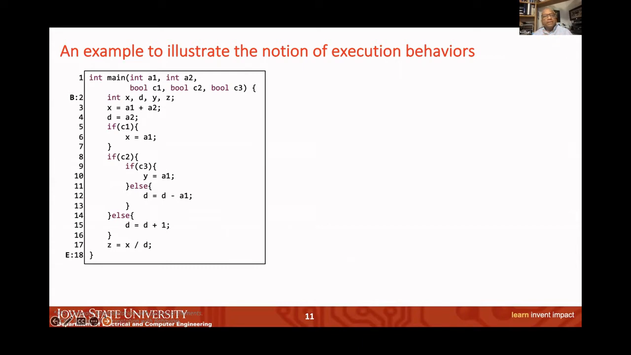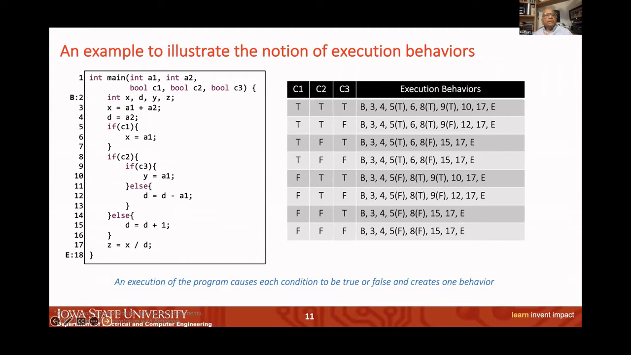The execution behavior is a subsequence of program statements, and for convenience, I have labeled the program statements here. So we have statements 2, 3, 4, 5, etc. And the execution causes each condition in the program to be either true or false and produces one behavior. So the execution behaviors can be represented through a truth table. For this program, there are 3 conditions. Each condition can be true or false. And if we set all the conditions, we get one execution behavior, so 3 conditions give 8 execution behaviors.